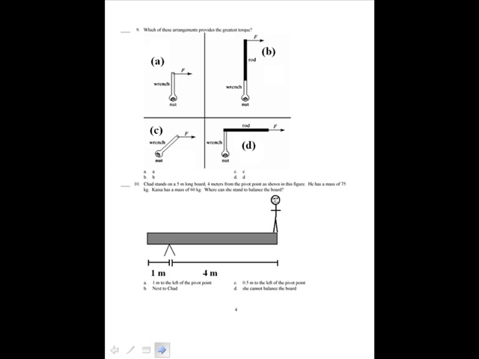Which of these arrangements provides the greatest torque? B. You have the biggest moment arm, and so it's B. Number 9 is B.